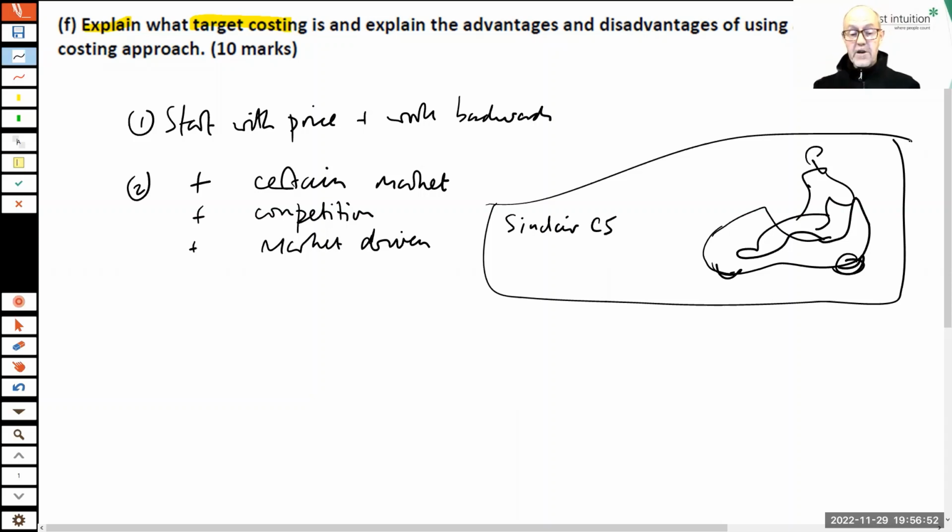So with target costing, we have at least started with our customers. So again, we should be fairly sure that if we do our figures right, our profit's going to be there, it's going to be profitable. What's the downside of target costing?